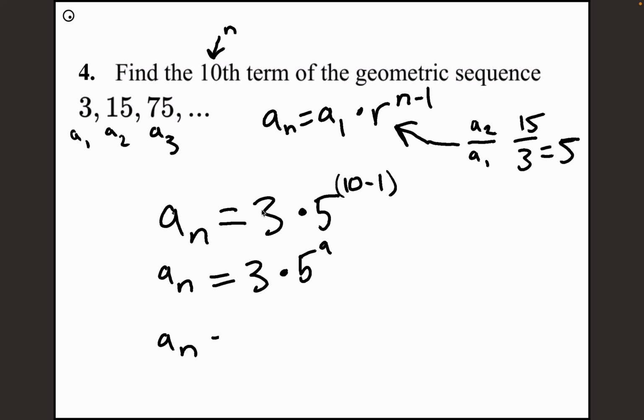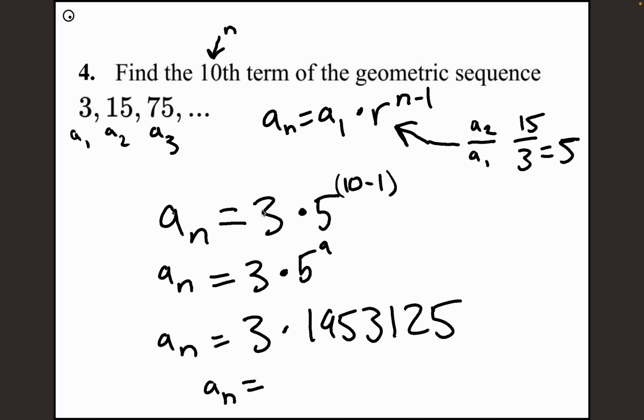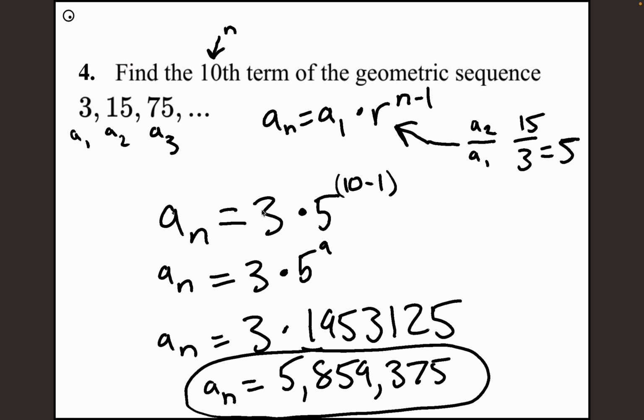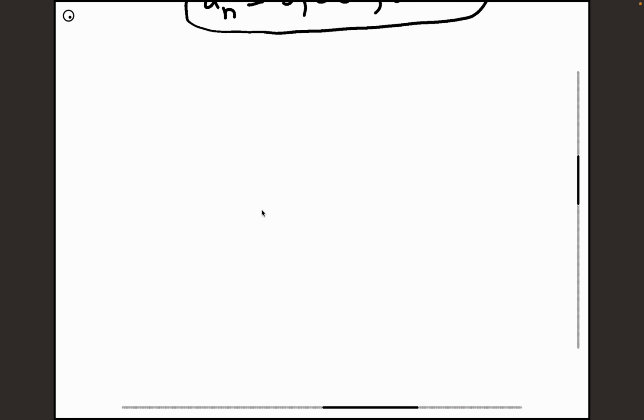And it's going to be a big number, okay? So now we have 3 times 1,953,125. Finally, we got to multiply that times 3. And our answer for AN, which is A10, is going to be 5,859,375. Even if you get a big answer, you just got to know with these geometric sequences, they're going to be big answers. So let's go ahead and move to the next one.